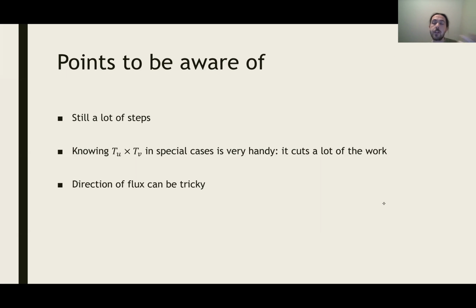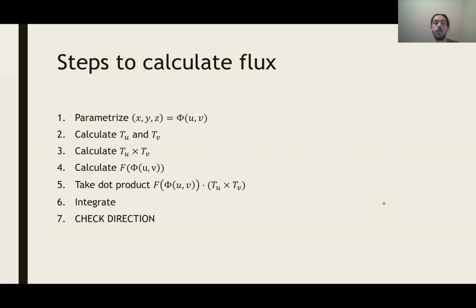But the direction of flux can be a little bit tricky as well, and that's something that we need to be very careful about. So here's a complete list of the steps that we need to do in general. It's fun. So the first is that we've always got to start with parameterizing our surface. Then we still have to calculate these tangent vectors by taking the derivatives with respect to u and v. We have to calculate their cross product to find our normal vector.